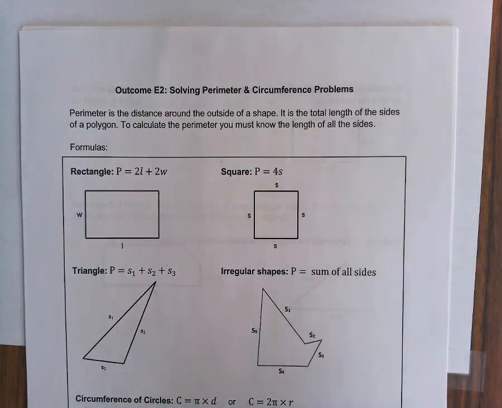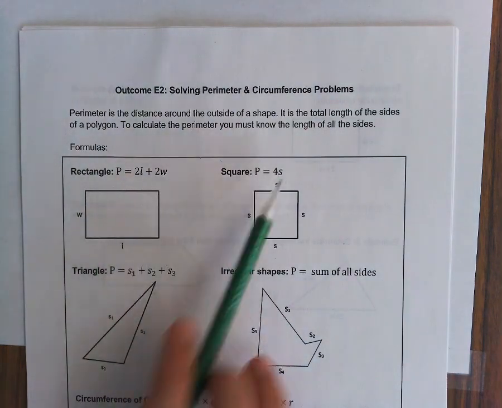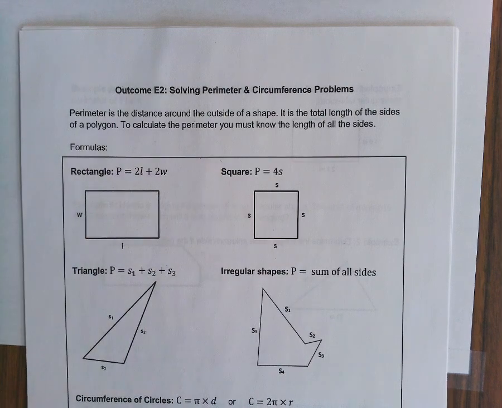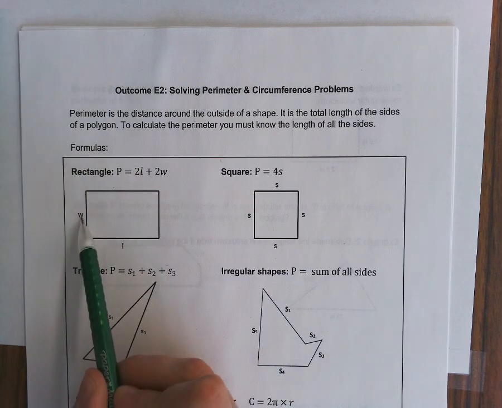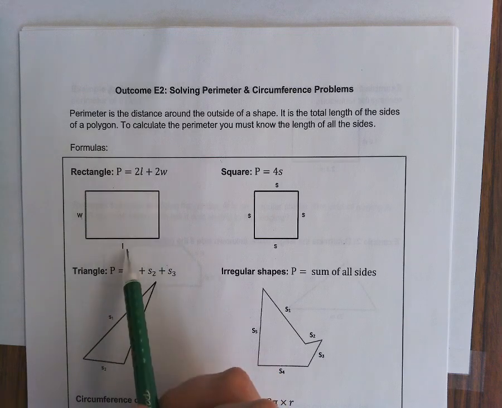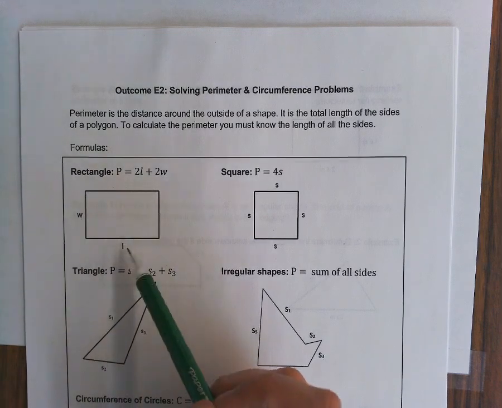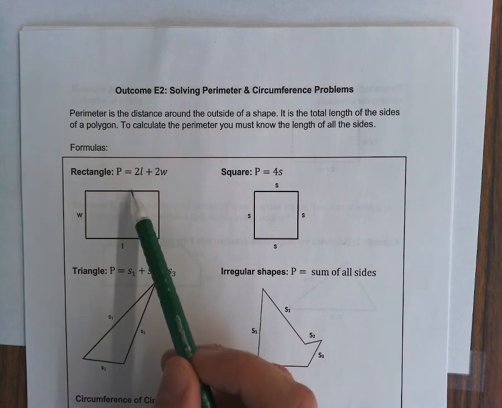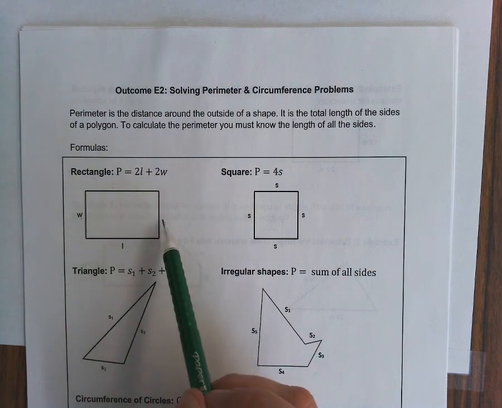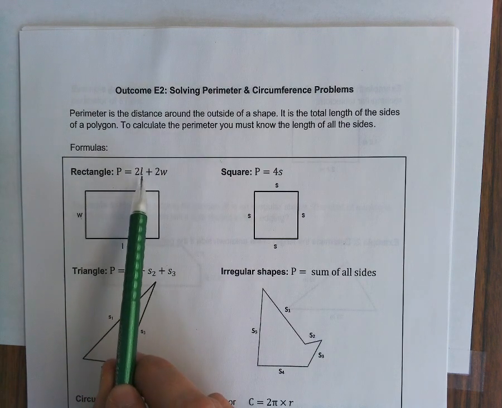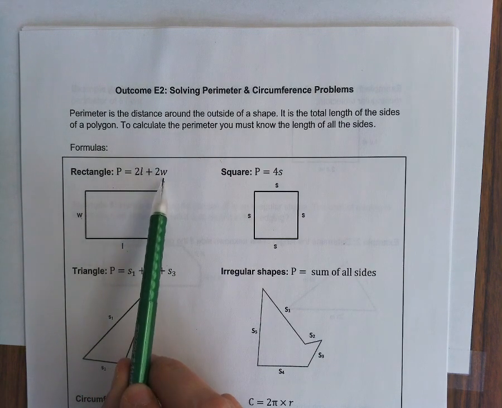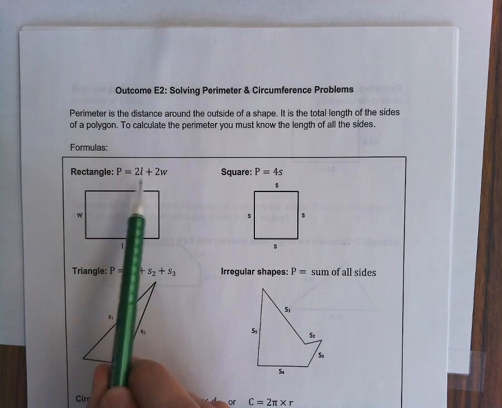Also, you'll notice here that there's some formulas. In general, these are just intended to be a little bit of a shortcut for you. So if you're looking at a rectangle, you could add up this side plus this side plus this side plus this side. But ultimately, you would be adding 2 of the lengths and 2 of the widths. So we have 2L plus 2W. So it's just a little shortcut.